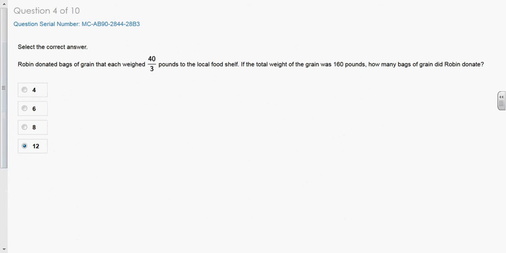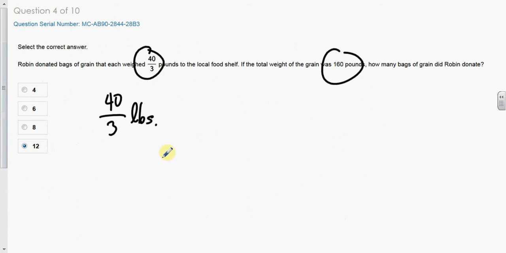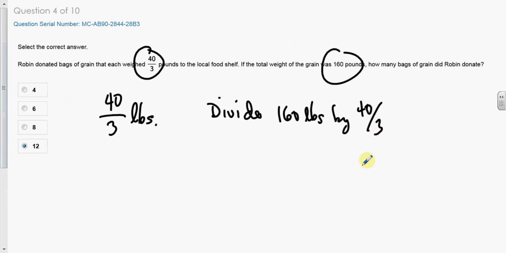Robin donated bags of grain that each weigh 40/3 pounds. If the total weight of the grain was 160 pounds, how many bags of grain did Robin donate? So if each bag weighs this and the total is 160, how many bags? So basically what we do is divide 160 pounds by 40/3 of a pound. So we have 160 divided by 40/3.